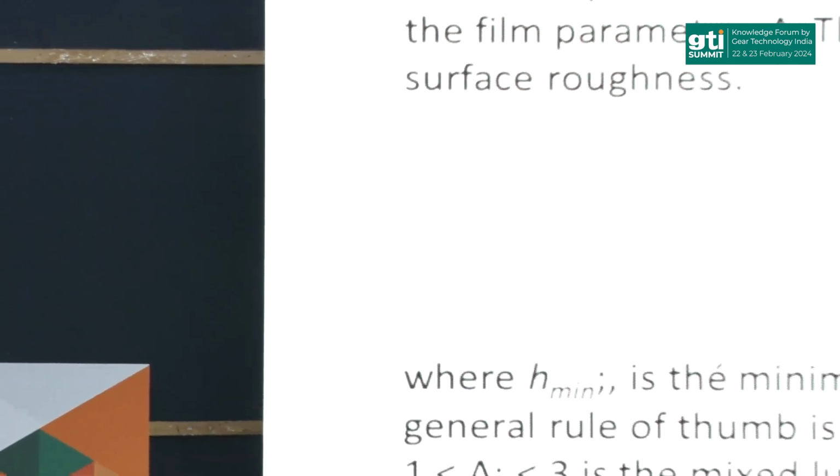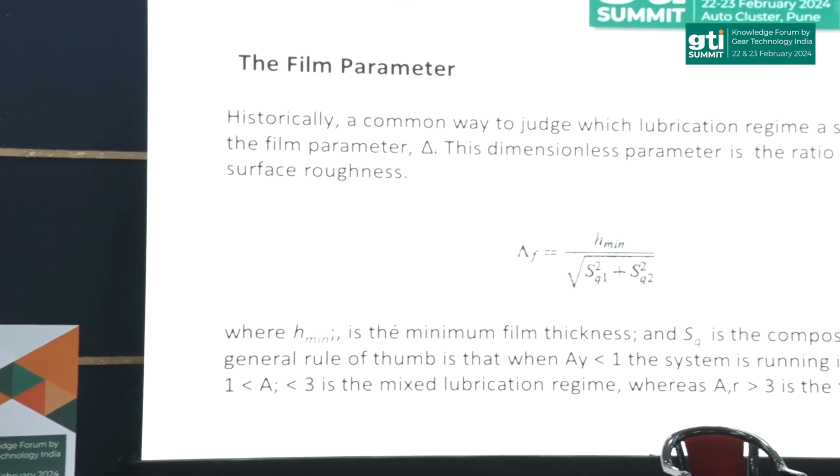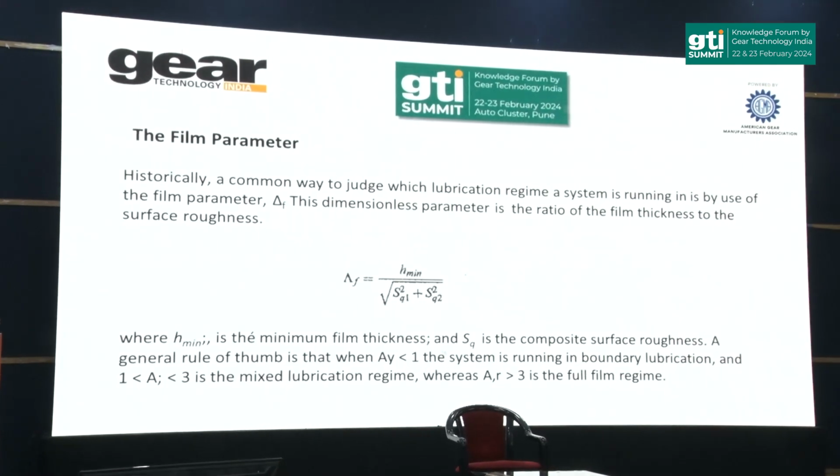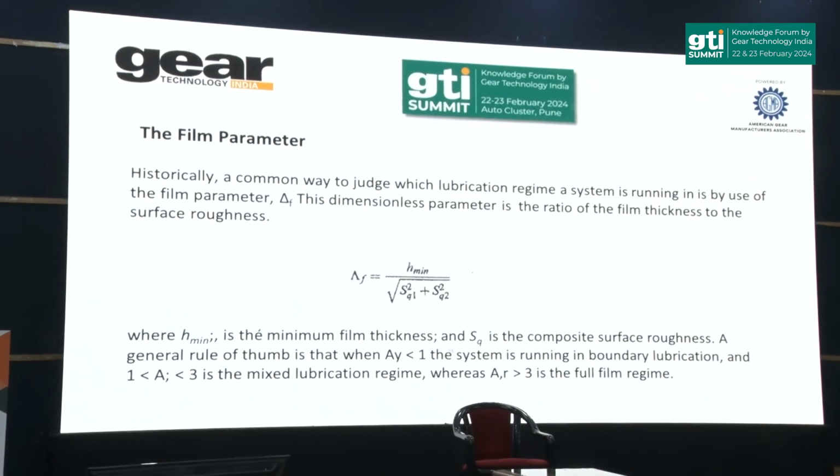This is typically the lambda ratio. If you have the minimum film thickness and the surface roughness of the pinion and the gear wheel together as an RMS value, that gives you a quantity which is called the lambda ratio, which is nothing but the ratio of film thickness to roughness. Many times we found by practice, when the value of this particular parameter is less than unity, it is good.